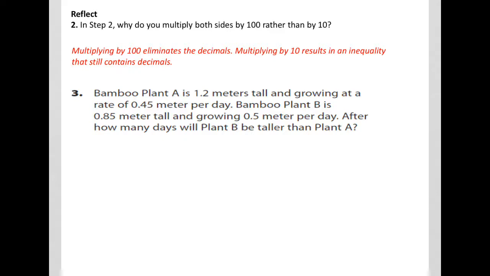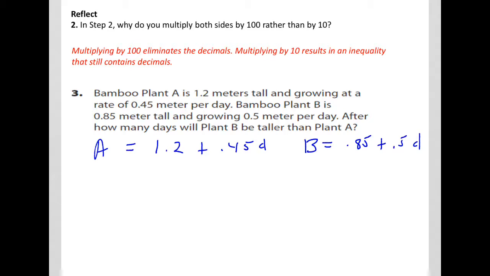Well, let's come to this bamboo plants. We have plant A and B, and we're trying to determine how many days will plant B be taller than plant A. Plant A is 1.2 meters to start and is growing, so growing means plus, at a rate of 0.45 D. And then we have plant B. So B is going to equal, it is 0.85 meters tall and is growing at a rate of 0.5 meters per day. So after how many days will B be taller?